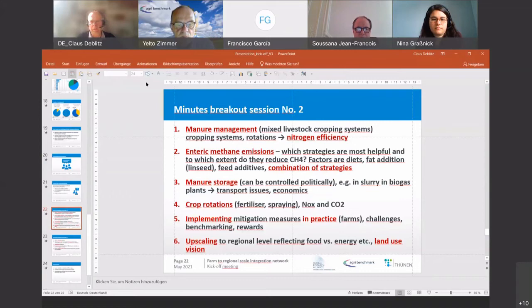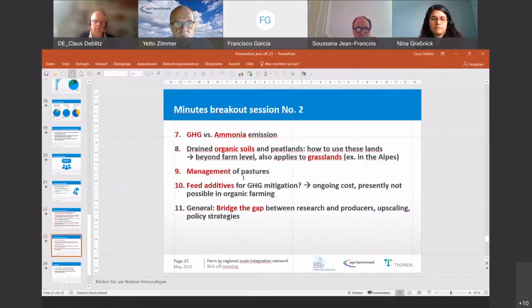And that should actually also include a land use vision, put it this way. As soon as you do upscaling, you come into that topic of land use. And then more technically again, greenhouse gas emissions versus ammonia emissions was mentioned, and the issue of organic soils and peatlands, which also involves a kind of land use concept. When you look at whole regions based on organic soils and peatlands, it was mentioned that this also applies to grasslands in the Alps. So what to do where cropping is not possible.